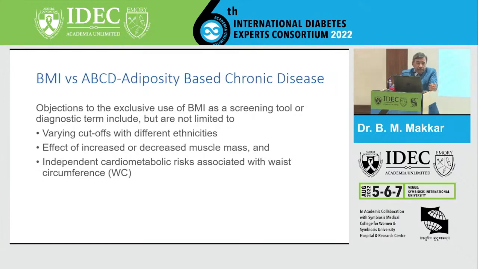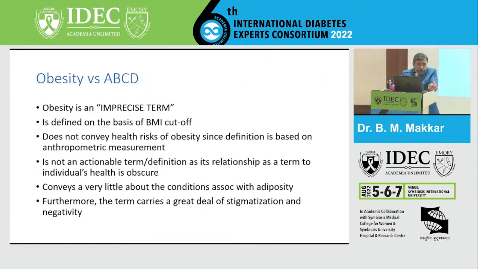So obesity basically is considered an imprecise term. It is defined on the basis of BMI cutoff, not based on the adiposity or adipose tissue or fat mass, and does not convey health risk of obesity since the definition is based on an anthropometric measurement. It is not considered an actionable term or definition as its relationship to individual health is also obscure. So you say BMI of 30, it doesn't convey what kind of health risk is there. So it conveys very little about the condition which is associated with increased fat mass in the body and the health risk associated with it.